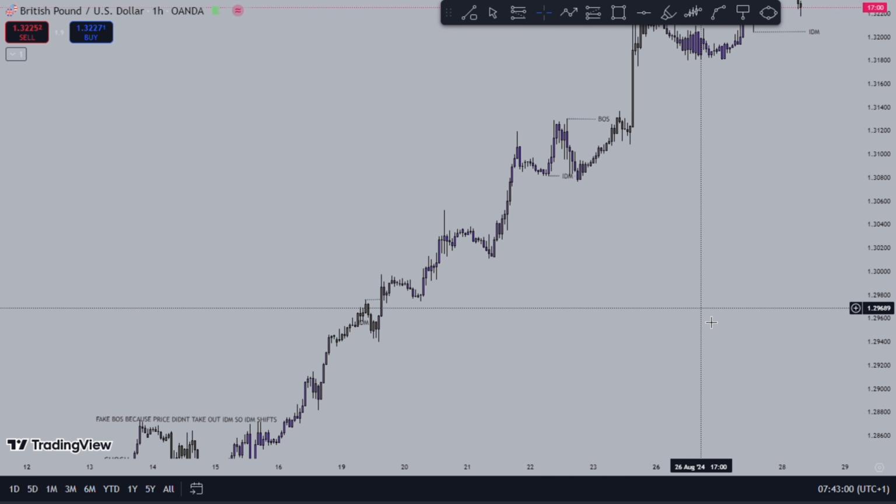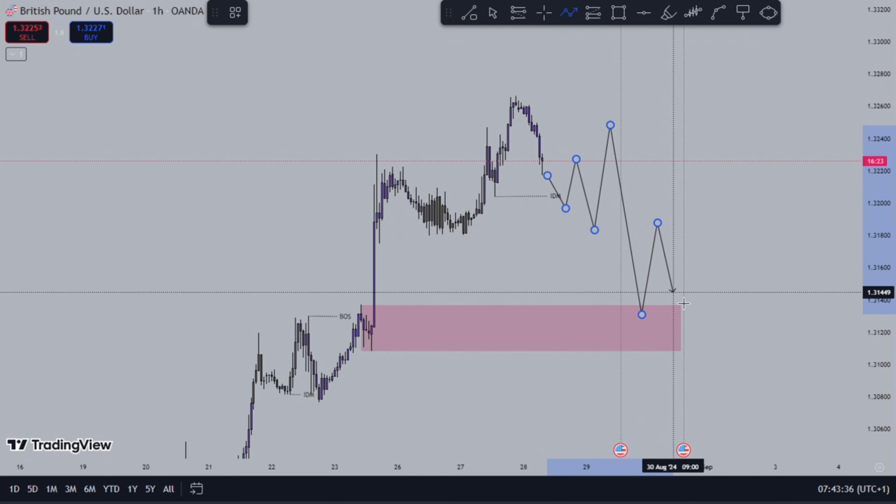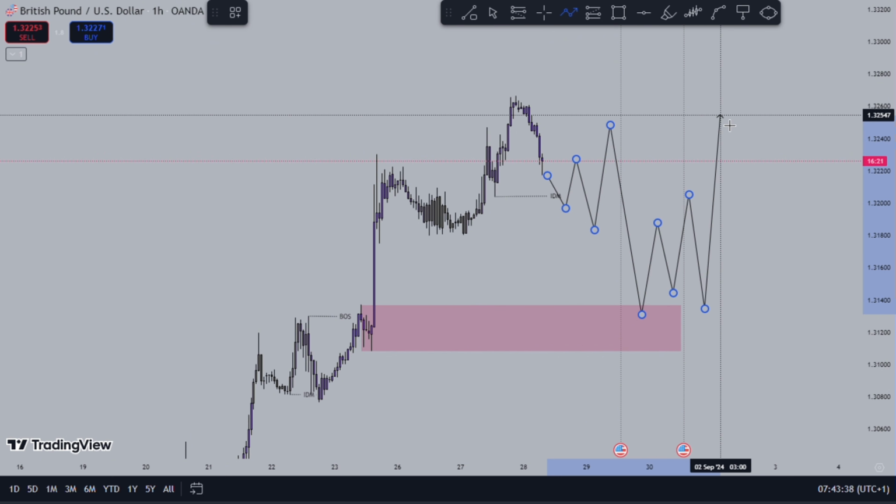Price can either start buying from here, or it could do something like this and start giving us a reaction from here.